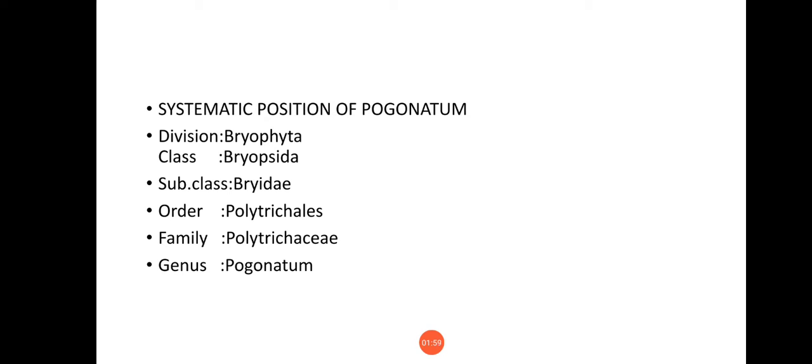This order includes a single family, Polytrichaceae, which comprises about 15 genera with 350 species. This family is well represented in India, having 5 genera, namely Polytrichum, Pogonatum, Atrichum, Oligotrichum, and Lyellia. We have already studied the genus Polytrichum in your previous class, that is BSc, and today we are going to take up the genus Pogonatum.